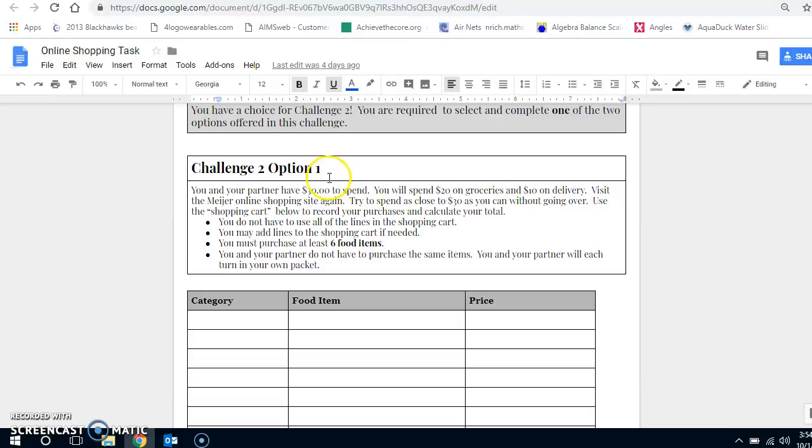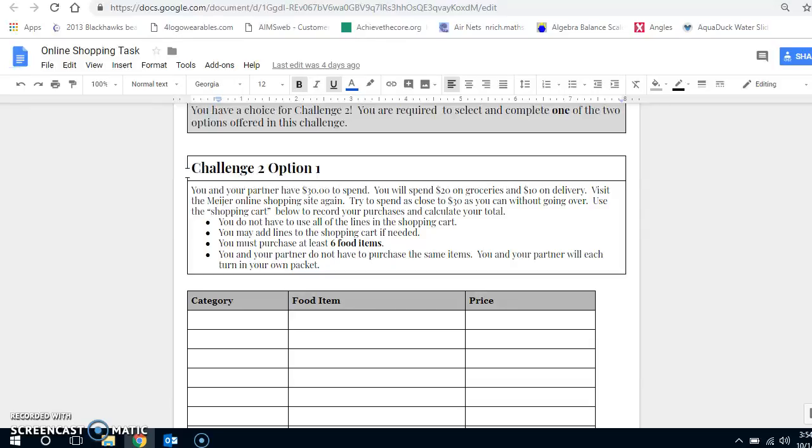Challenge 2, Option 1. You and your partner have $30 to spend. You will spend $20 on groceries and $10 on delivery. Visit the Meijer online shopping site again. Try to spend as close to $30 as you can without going over. Use the shopping cart below to record your purchases and calculate your total.